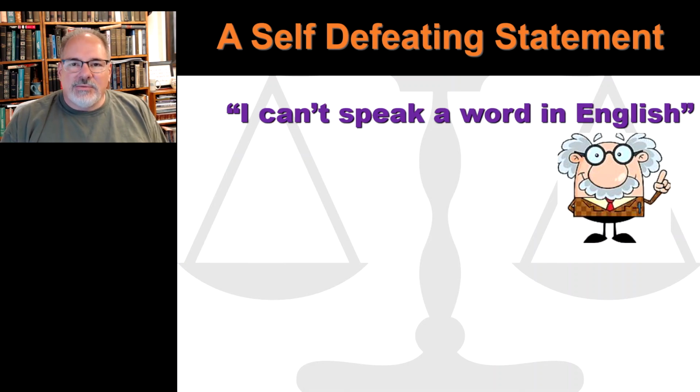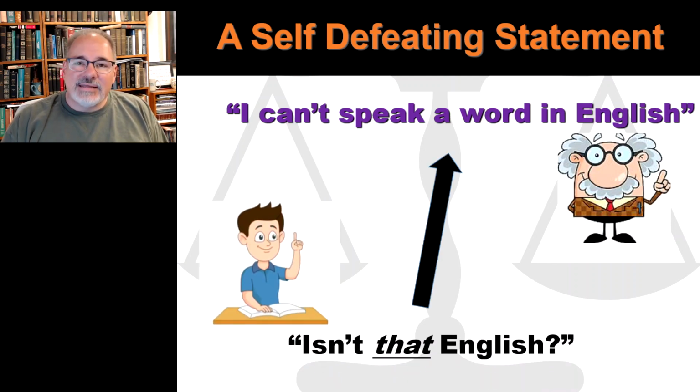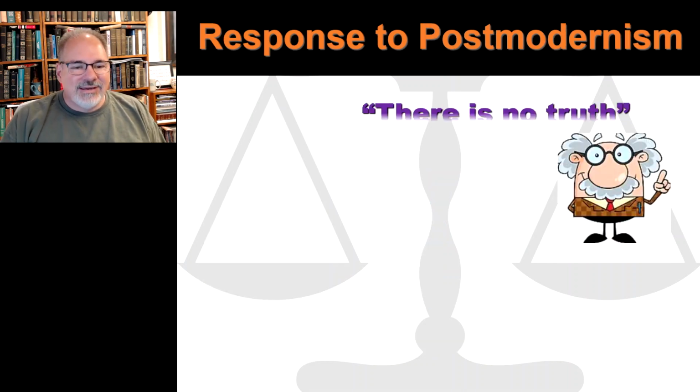All right, so here's the first example. We've got our university professor, and then we'll have our students. "I can't speak a word in English." Isn't that English? So again, he's defeating his own claim. It doesn't support its own standard. He's saying in English, I can't speak a word in English, right? So that's how this is going to work. We have a number of these.